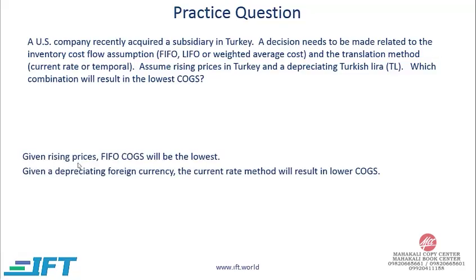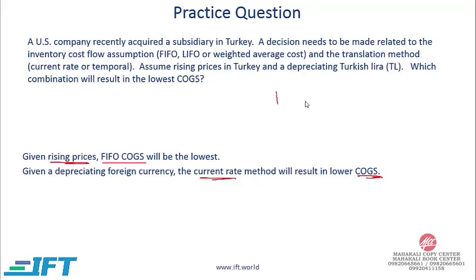Here is the solution. Given rising prices, FIFO COGS will be the lowest. And given a depreciating currency, the current rate method will give us the lowest COGS. So that's the answer, FIFO and the current rate method. Now, what is the logic that has been used? Let's break this into two parts. One is the impact of the cost flow assumption, and the second is the impact of the translation method.